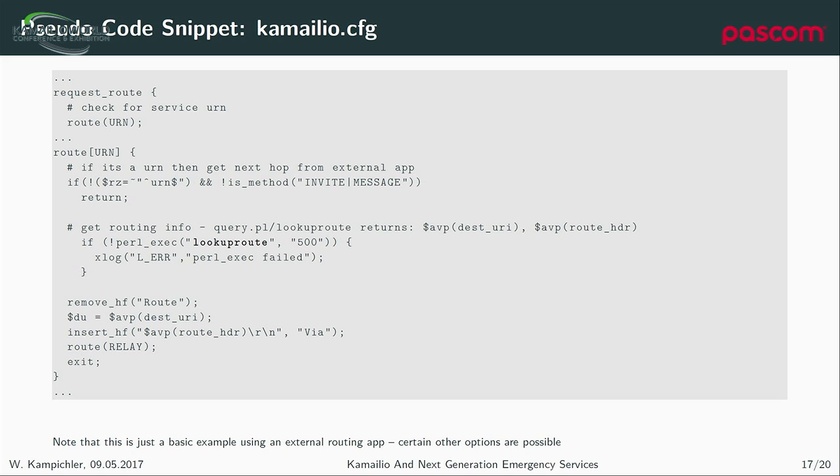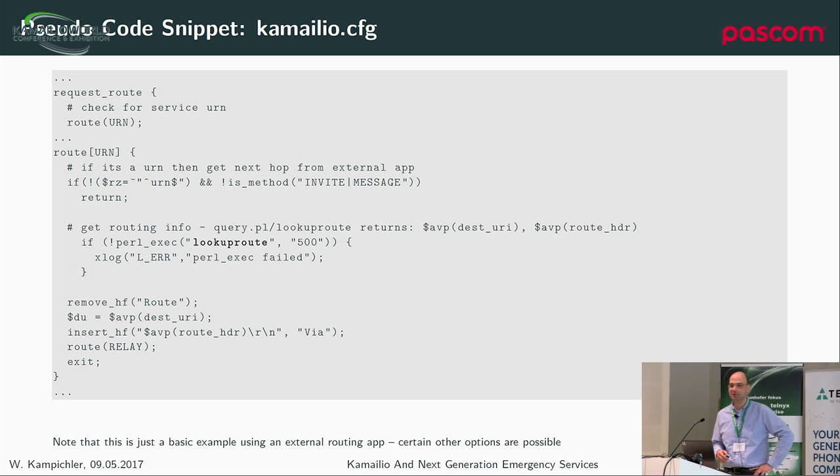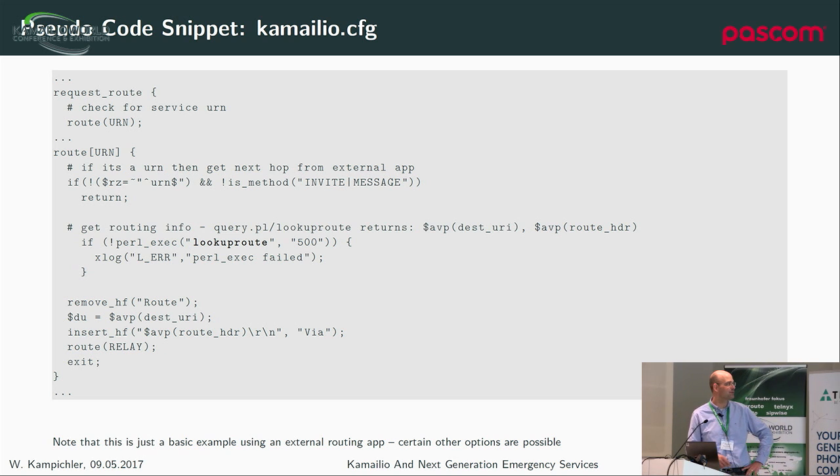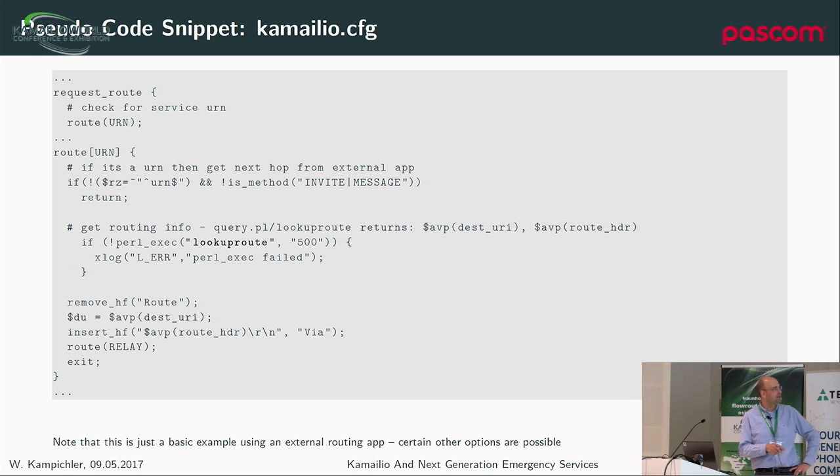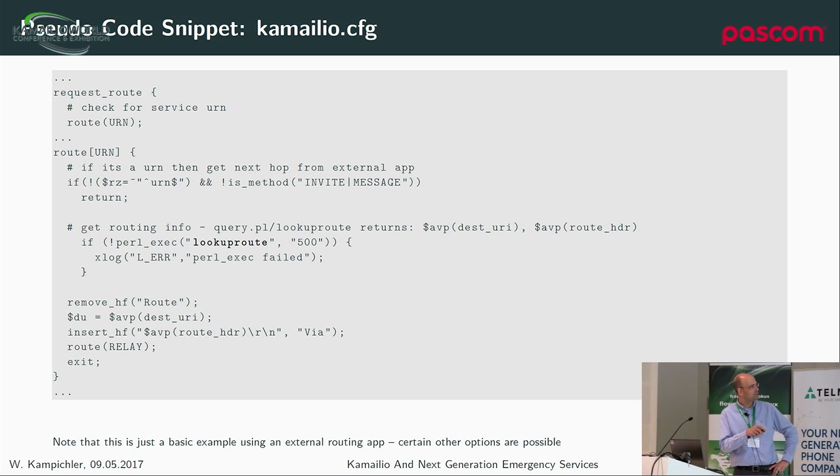This is a very simple example. So the first step, I'm sure there are better ways to do it, but this, as I said, was the first proof of concept we did. So the first thing we need to do is check for the service URNs. So here we just jump to the route section for URN, and then you see we're just checking if you got a service URN and if it's an INVITE or a MESSAGE method.